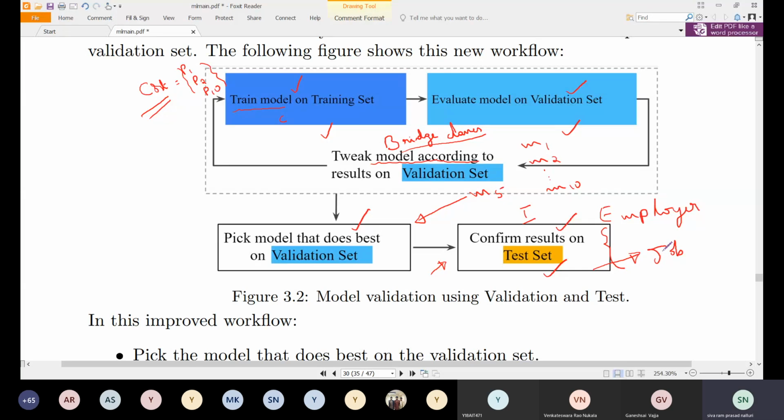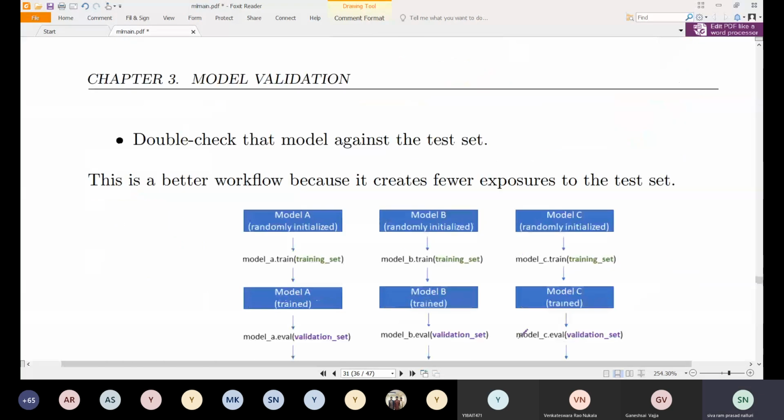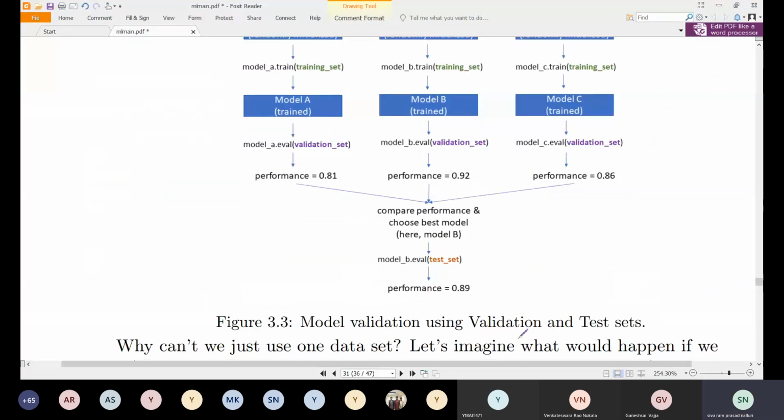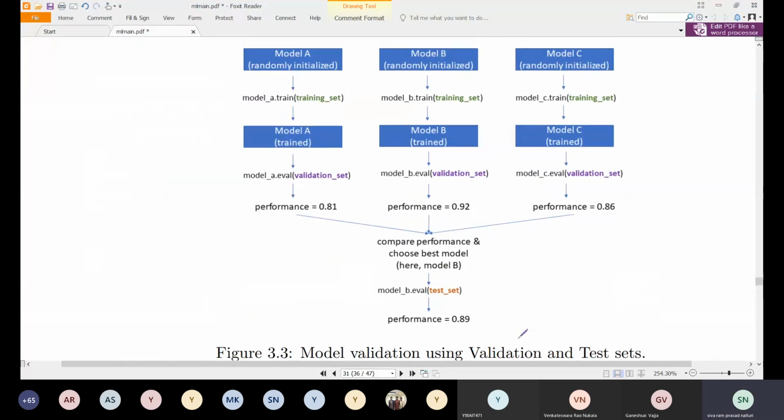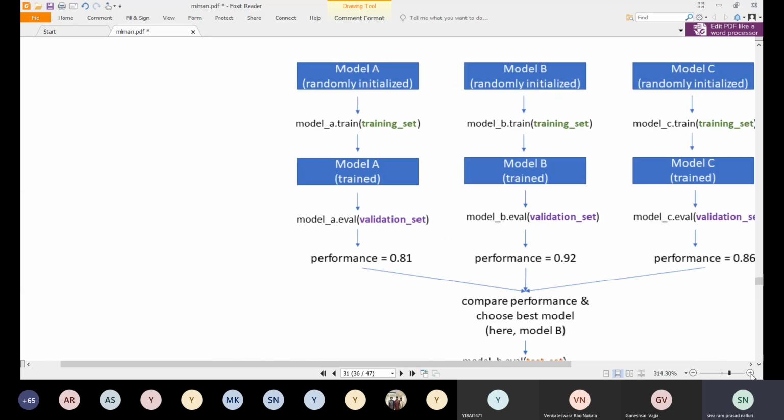I will stop here. If you have any doubts, you can ask me regarding the training set, validation set, test set. Okay, I haven't given the ratios. Before I give the ratios, can you see this diagram clearly? Shall I zoom this? Okay, I will enlarge this diagram.